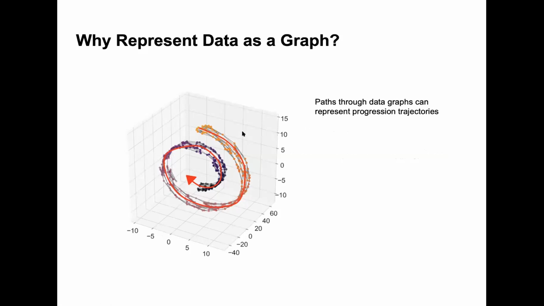Another reason, so you can cluster data more easily from a graph representation, for sure. Another reason is you can understand paths of progression, trajectories, or differentiation more easily. Basically, the idea is you take a walk on a graph. If you start walking on this graph, you'll get a path through the data.